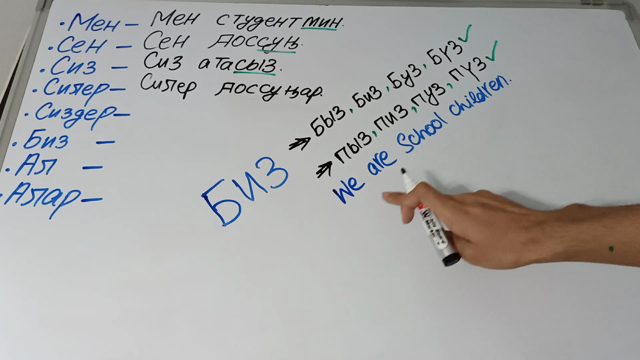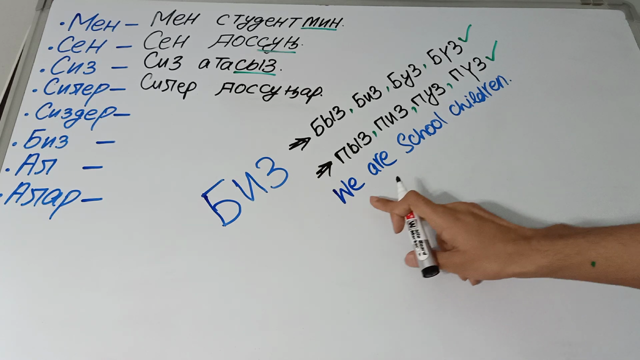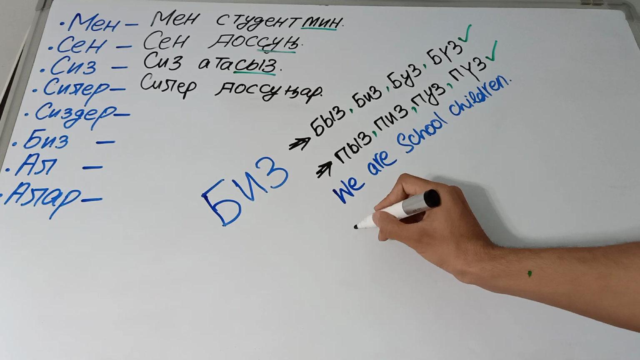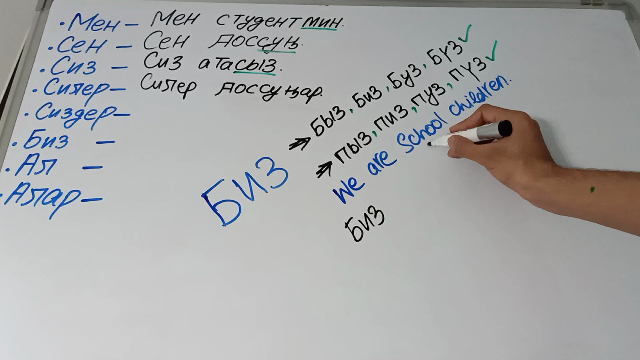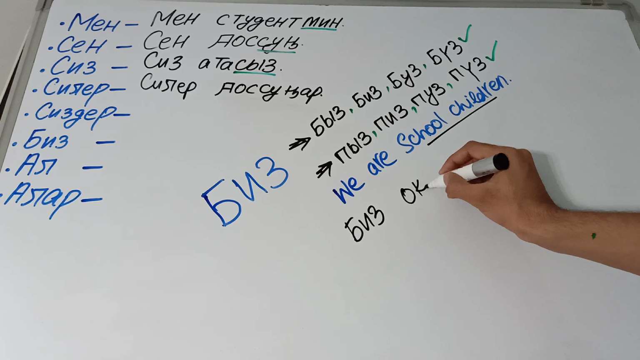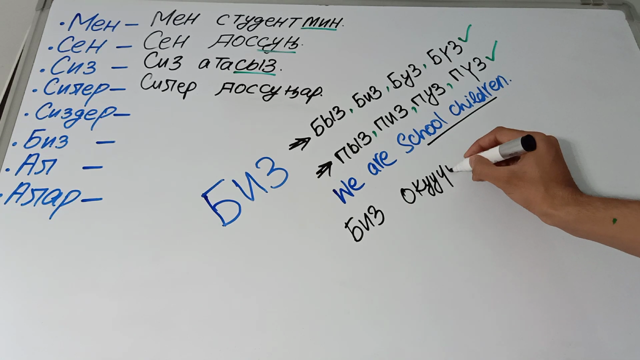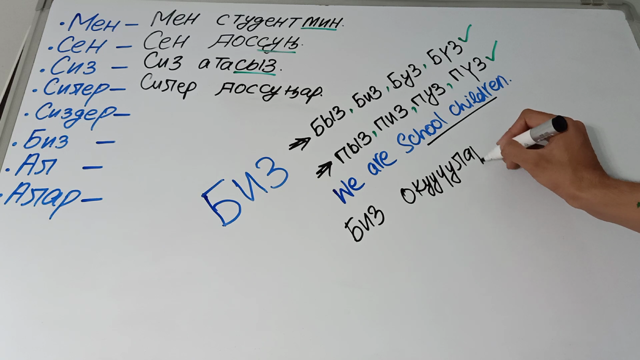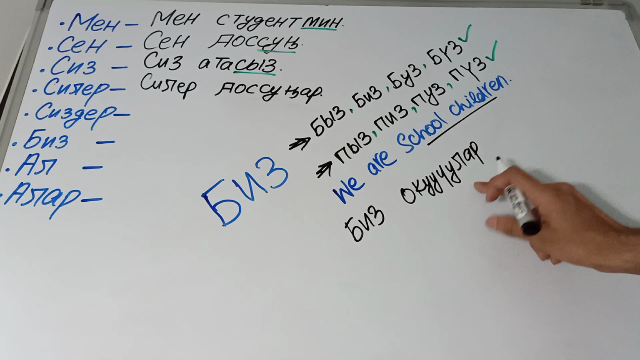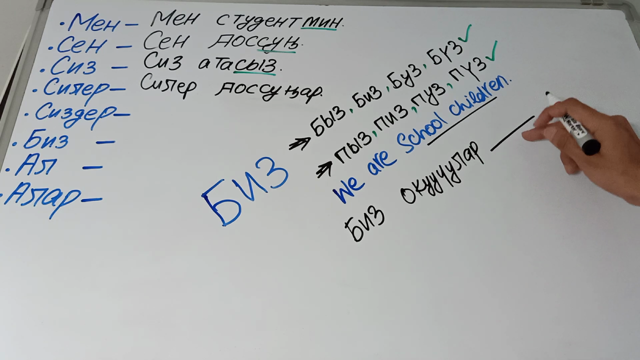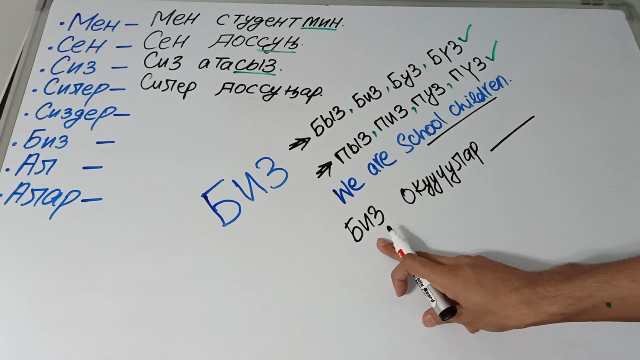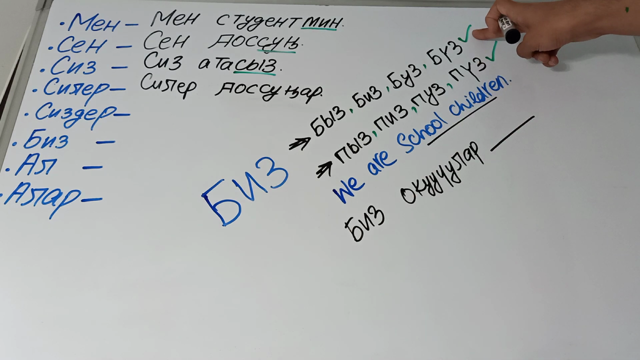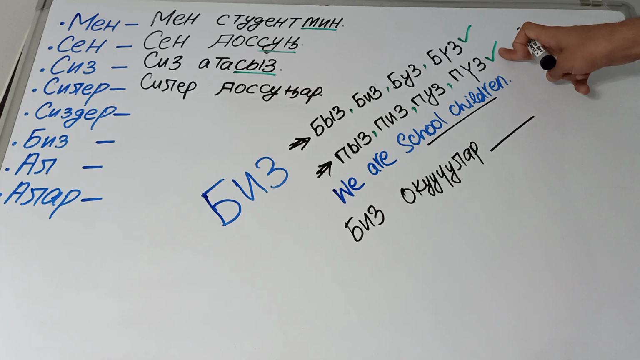Here we have an example: we are school children, right? The translation of "we" will be biz, and "school children" is okuchular. Okuchular means school children. And now we have to put here the personal ending of biz. We have the personal endings of biz in two groups. The first group contains the first sequence, and the second group contains the second.